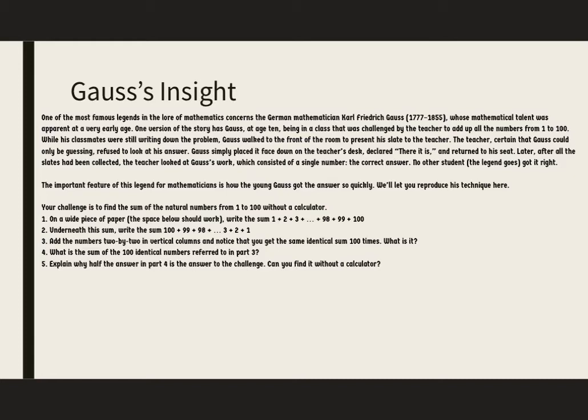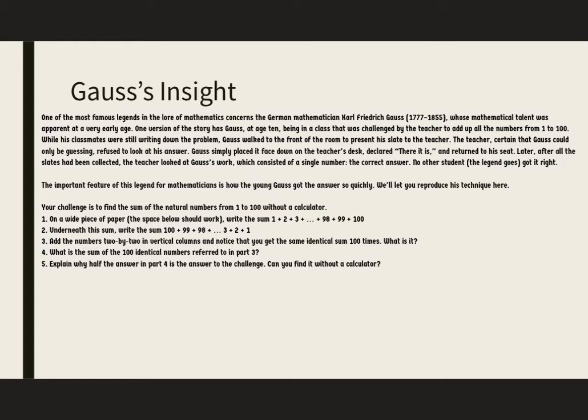While his classmates were still writing down the problem, Gauss walked to the front of the room to present his slate to the teacher. Yes, his slate. The teacher, certain that Gauss could only be guessing, he was Gaussing, refused to look at his answer. Gauss simply placed it face down on the teacher's desk, declared, "There it is," and returned to his seat. Later, after all the slates had been collected, the teacher looked at Gauss's work, which consisted of a single number, the correct answer, and no other student got it right.